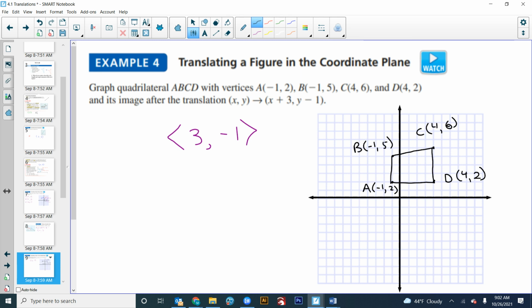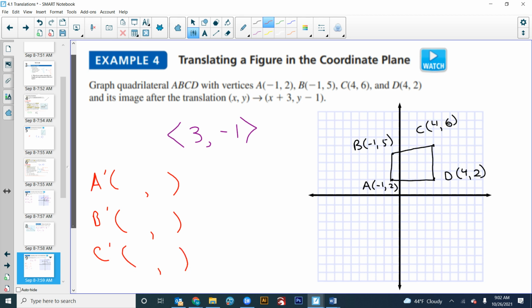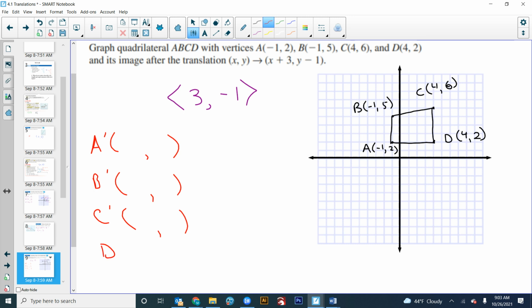And that's the pre-image. Let's read the directions. Graph, okay, and its image after the translation. So we're just going to graph this. So A prime, B prime, C prime, and D prime. All right, this tells us right 3, down 1. If I start at -1, 2, and I move right 3, now I'm at an x value of?